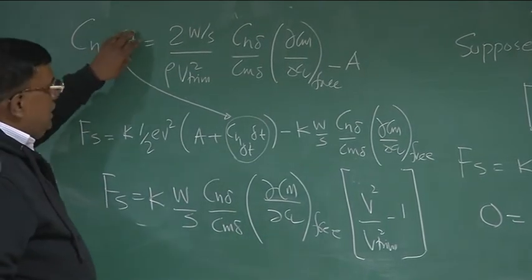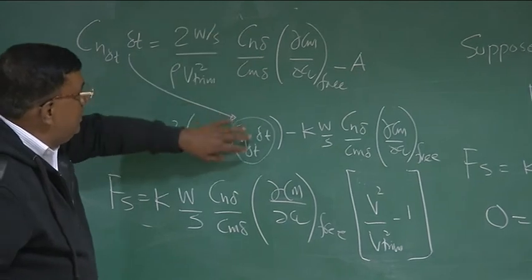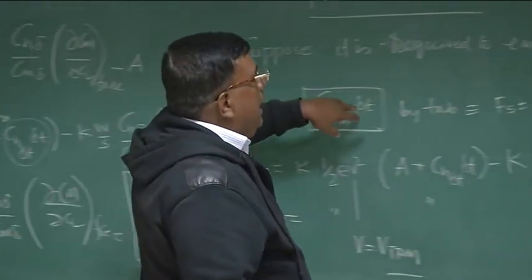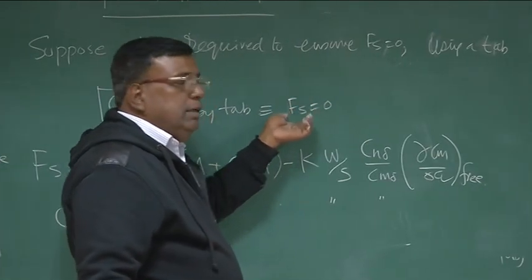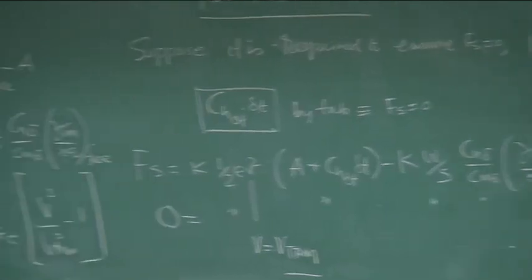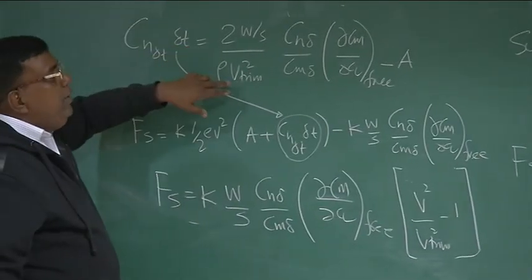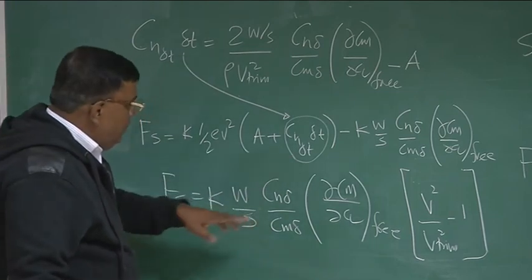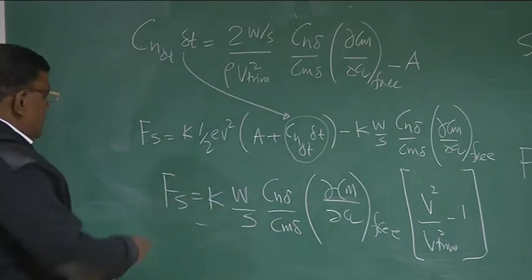Ch delta t into delta t, you have just substituted this expression. How you got this? Because we made an assumption that the tab is rolled automatically so that Fs is 0, so the trim is achieved. So we found out how much tab is required for different V trim, for different wing loading. That we put in the general expression. So we got this expression. Okay.